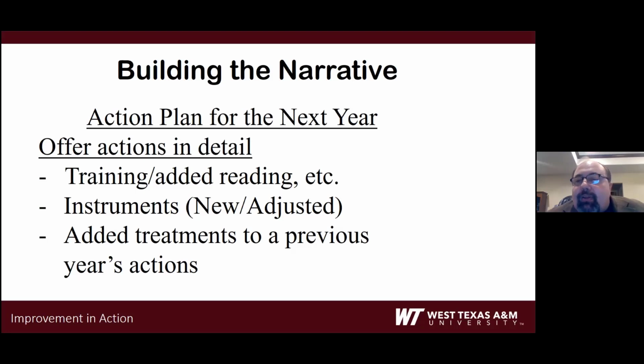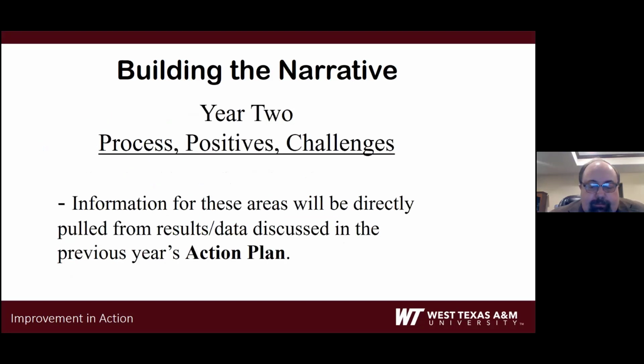You're going to talk about training that you might want to add, or readings. Talk about instruments that you might want to add to help measure some of these things, and maybe even added treatments from previous year's actions to see how they shake out between freshman, sophomore, junior and senior work, or between a freshman and a senior. Any kind of way you want to cut this.